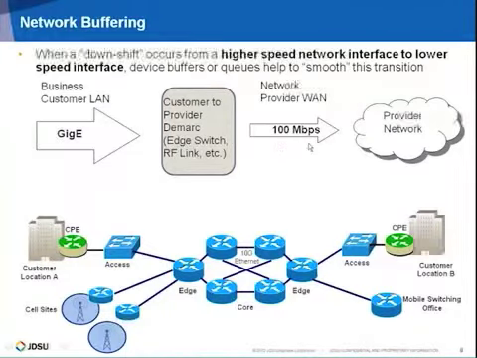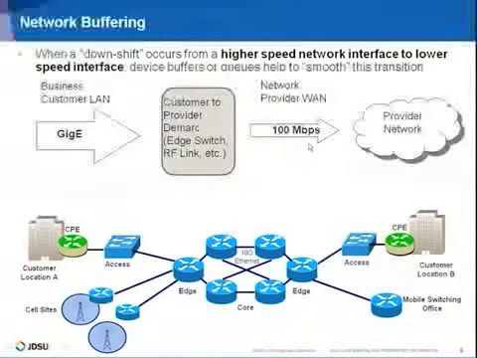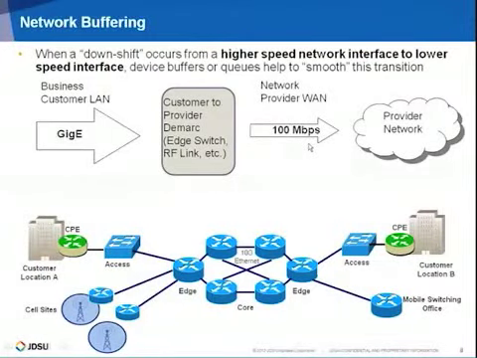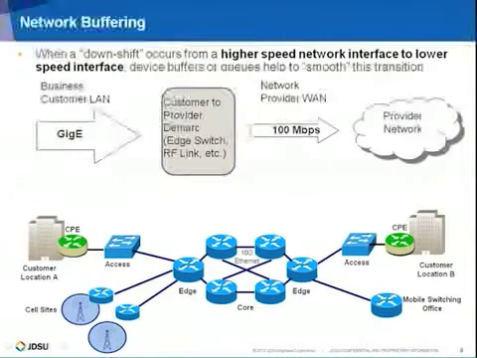When this downshift occurs, these switch buffers help to smooth that transition so that no traffic is dropped. Now, there's only so much that these buffers can do, and there is a limit. So the greater the downshift in speed, the more likely this buffer is to overflow and then, of course, drop frames or packets. So this is a very important part of when we're testing burst, is through a downshift point in the network.